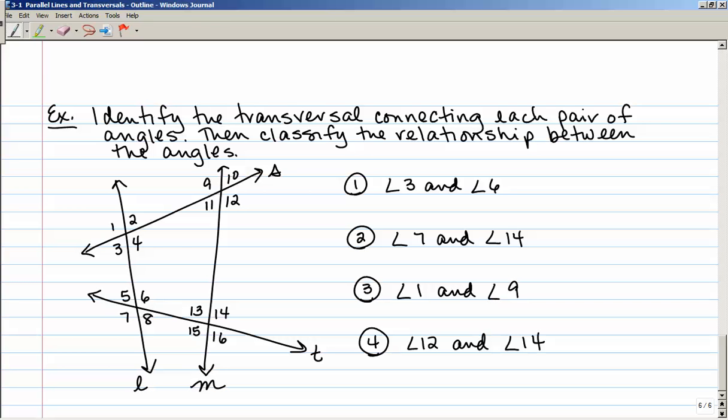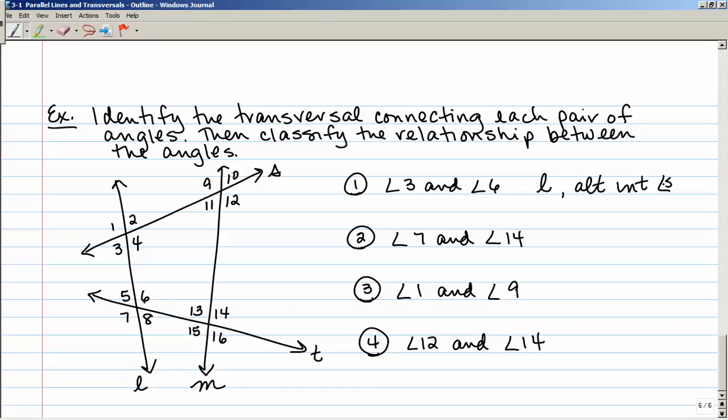So let's take a look at an example here. Identify the transversal connecting each pair of angles, then classify the relationship between the angles. So if I'm going to look at angles 3 and 6, as I am doing in example number 1 here, the transversal that creates that special relationship is the line L. So basically I need to ignore line M. S and T are my two lines being cut, and L is the transversal. And 3 and 6 are alternate interior angles. And we can abbreviate.